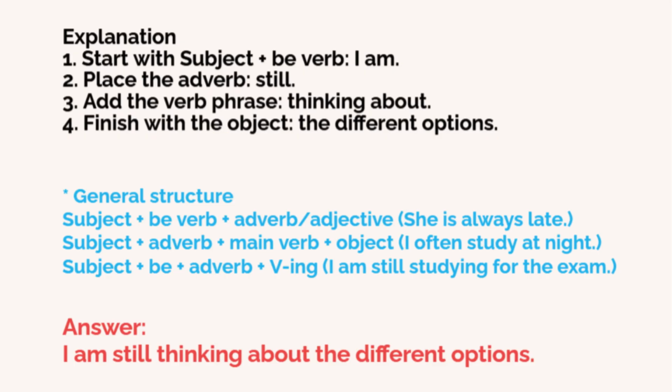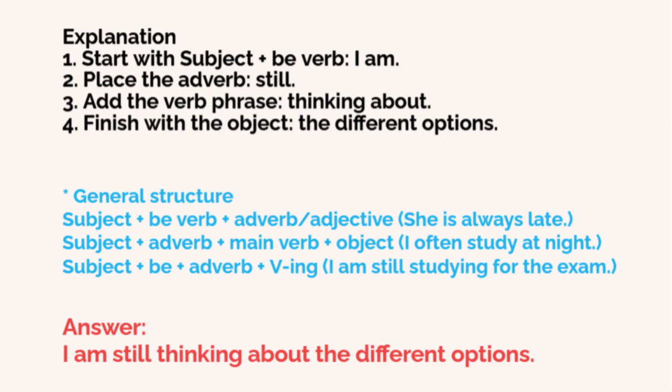Here, we will review several basic English sentence structures and how they are used in sentence-building tasks. First, we have the structure subject plus be verb plus adverb or adjective. For example, "She is always late." This pattern is used to describe a state, condition, or characteristic.